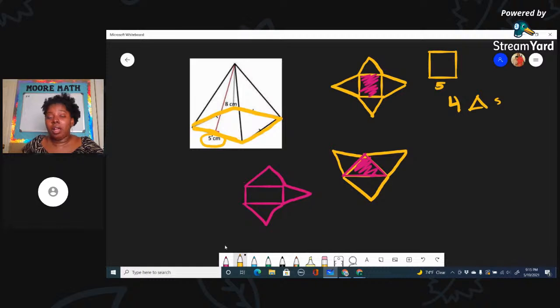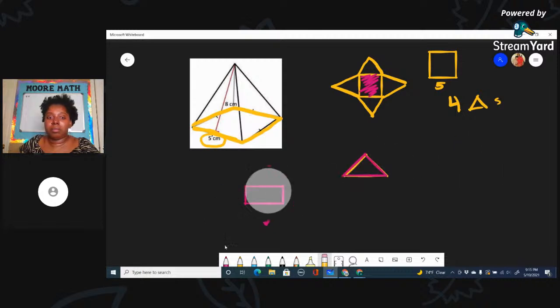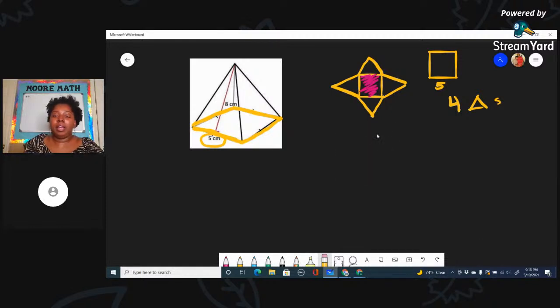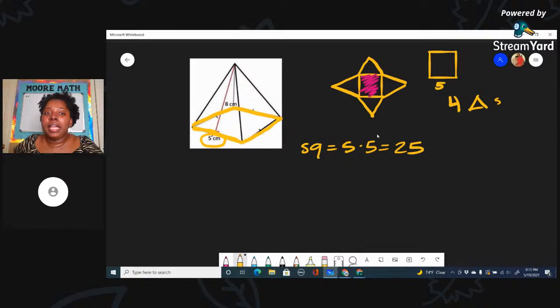5. Yep. Okay, so what's the area of a square? 20. So if it's 5, right? What's 5 times 5? I mean 25. Yes, good. Okay. So that's good. You knew exactly what to do, right? So we have our square and it's 5 times 5, which is 25. Awesome.